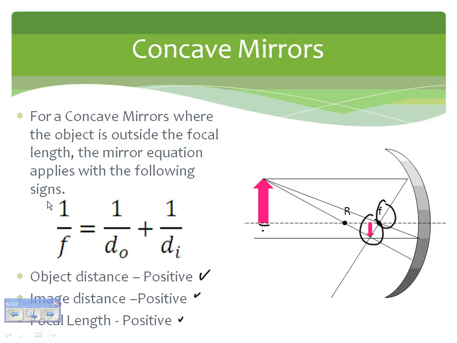Okay, so for this equation, do the same thing that you did for convex on concave. I want you to take a look and measure where DO is, measure where the focal length is, calculate where DI is supposed to be, and then draw on your ray diagram for that.